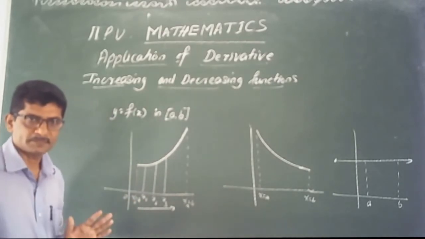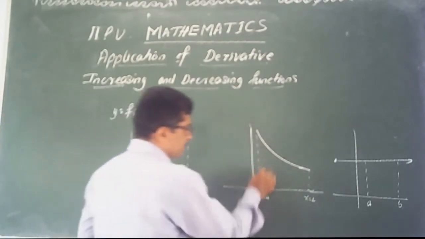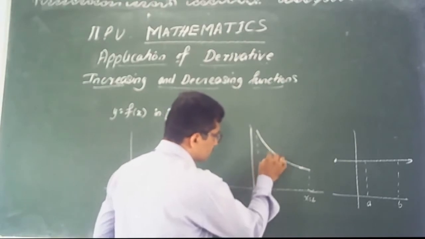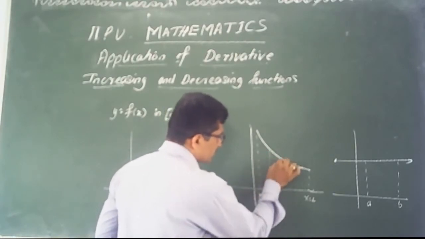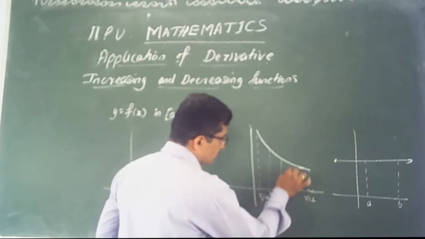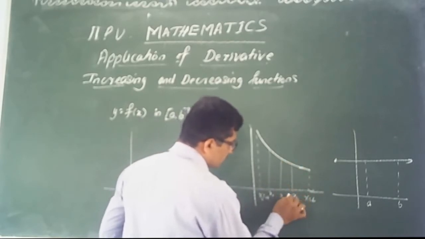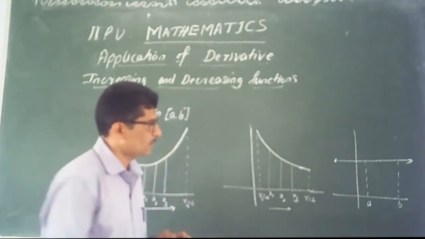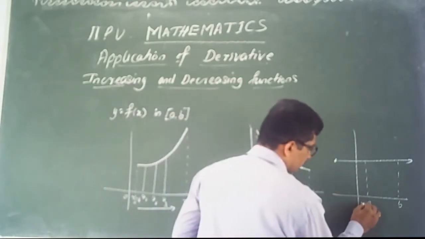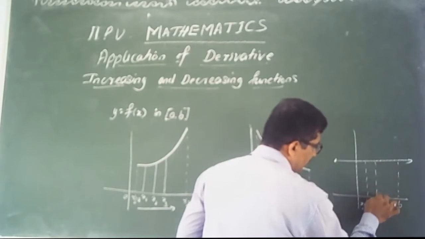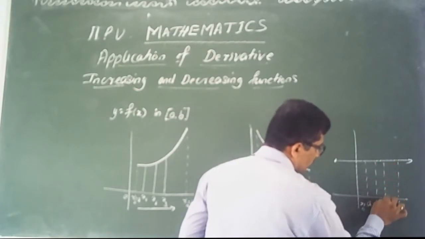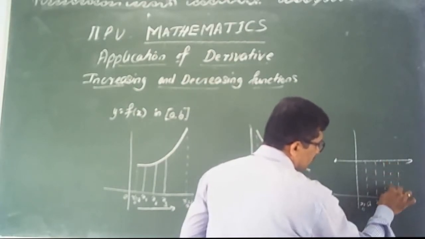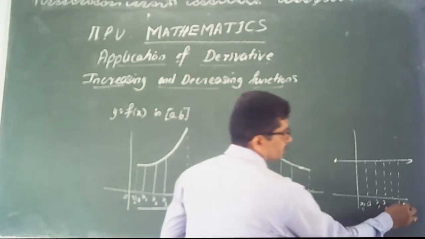Assume that. Here also, this value is x0 and this one is x1. This value is x2, here also x3. Here also the x values increase from left to right. Here this is x0, this is x1, this is x2, and we continue like this, this is x3, this is xn.